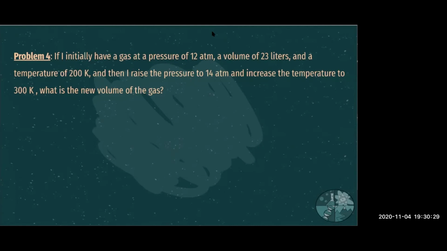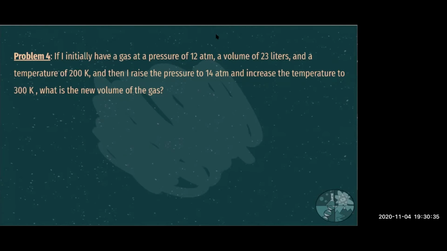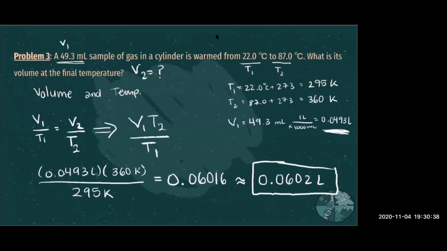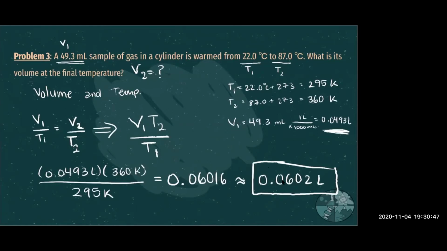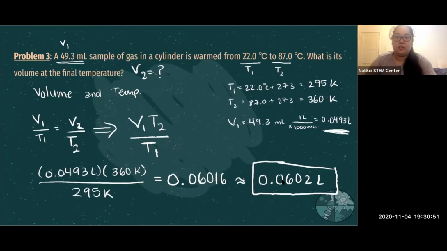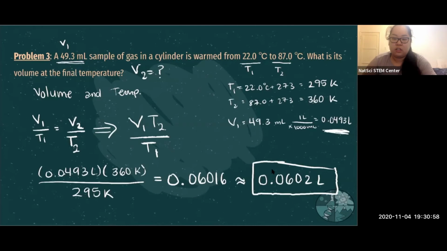Oh, actually, I have a quick question. When you get an answer like that on the prior one, should you not convert it to liters, or can you convert it to scientific notation? You can. Yeah, it doesn't matter. For 0.0602, it's still 3 significant figures. Whichever one you're comfortable with, you can put it into scientific as long as your sig figs are right.